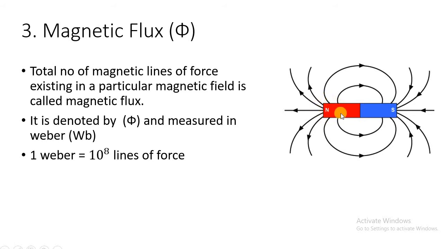10 raised to 8 means 1 with 8 zeros after it. These many flux lines are radiating from the N pole, and 10 raised to 8 lines are accepted by the S pole. When it is so, it is called 1 Weber of flux present in this particular magnetic field.